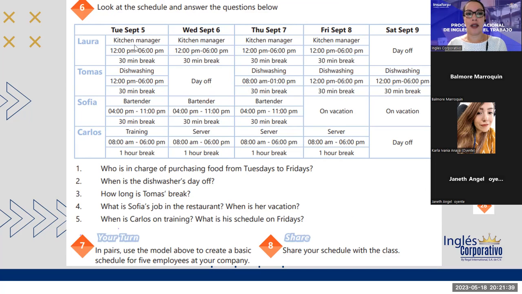And we have some activities and the time that they do some of them, like kitchen manager from 12 p.m. to 6 p.m., 30-minute break, dishwashing, bartender. So we have their duties and the time that they do those duties. According to this information, we are going to answer the questions 1, 2, 3, 4, and 5. I think that we can do it in groups. Let's answer these questions in groups and then we get back and check. This exercise is on page 26 of your material.